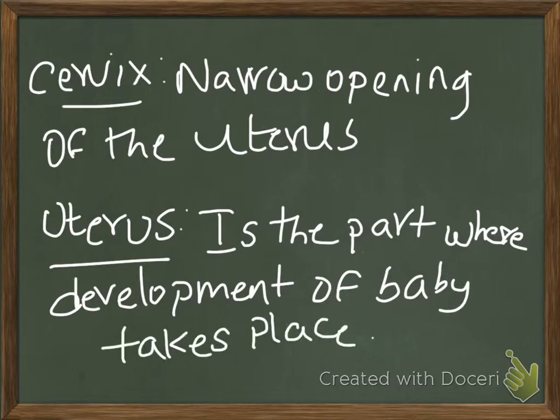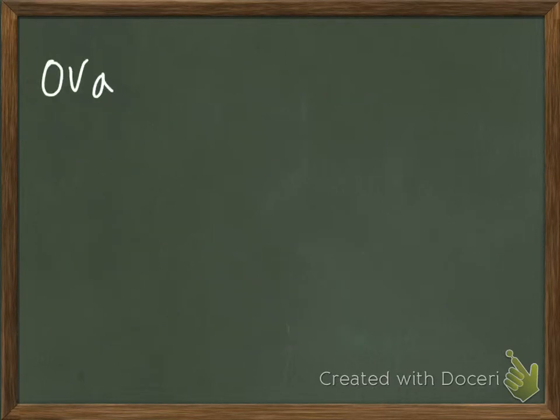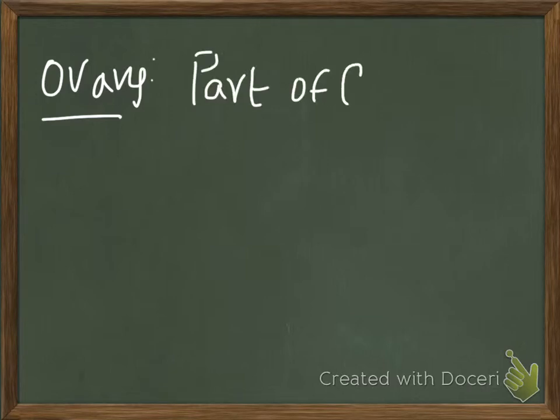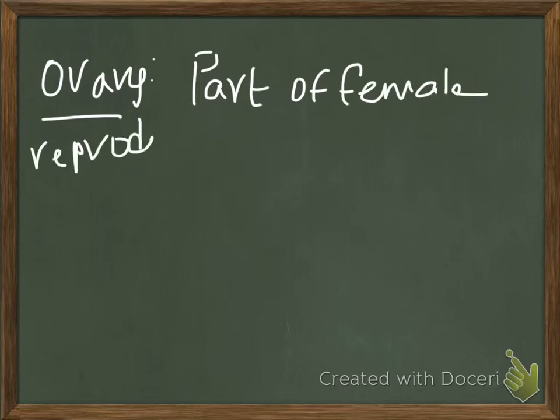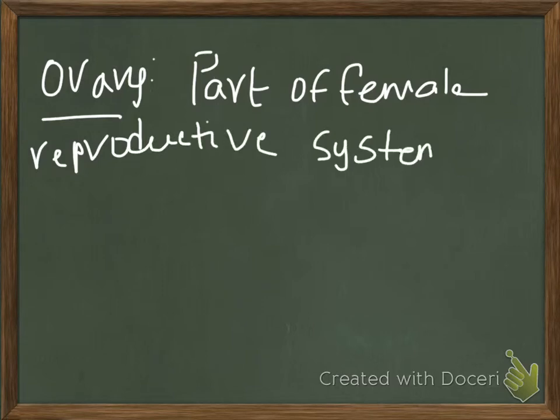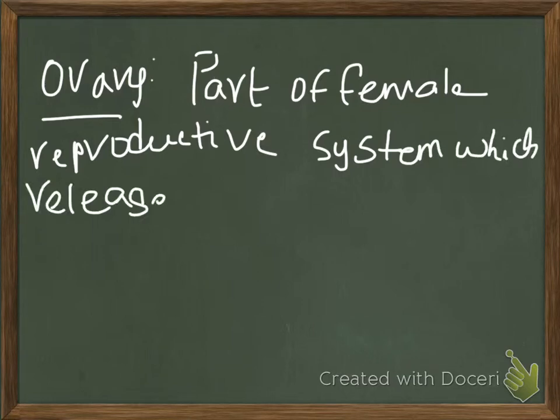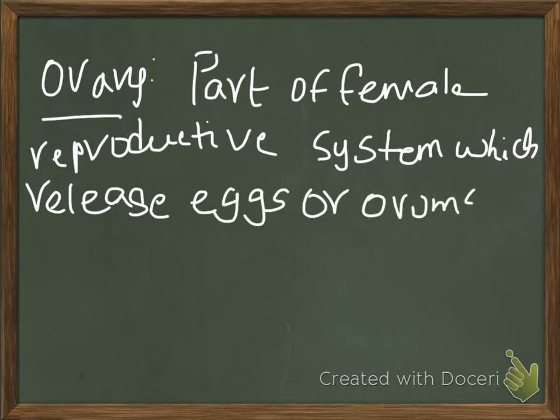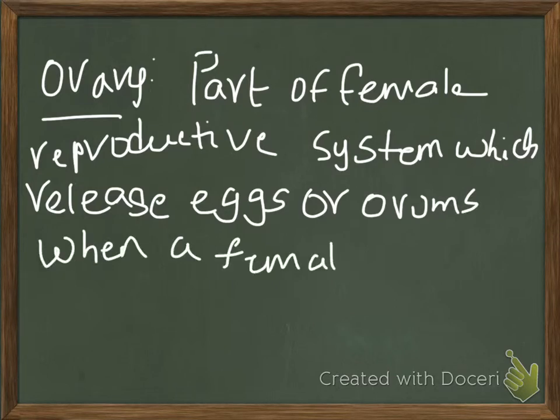So, next let's go to ovary. So ovaries are the part of the female reproductive system which release eggs, or ovums, when a female reaches puberty.